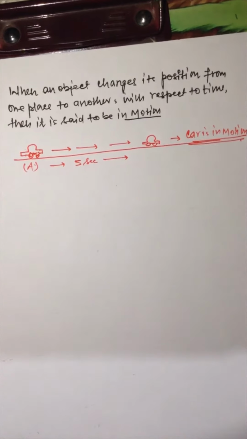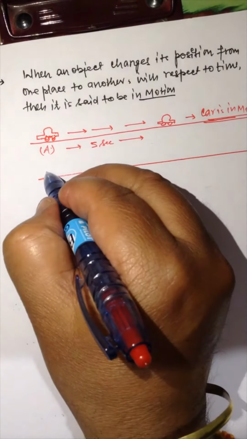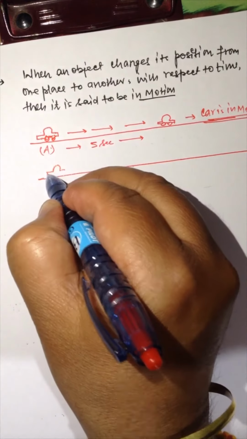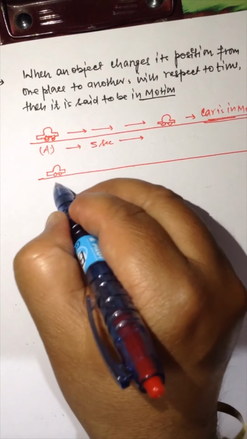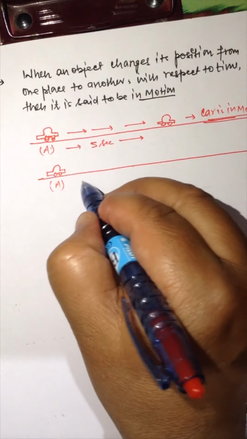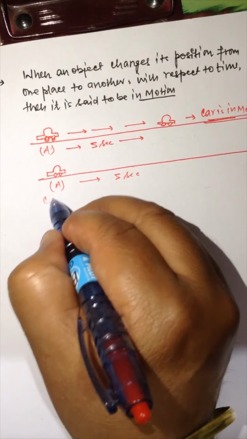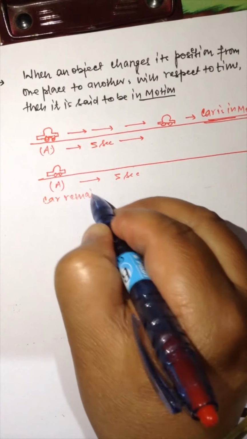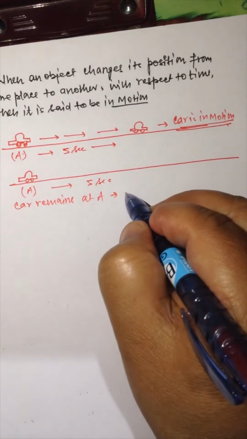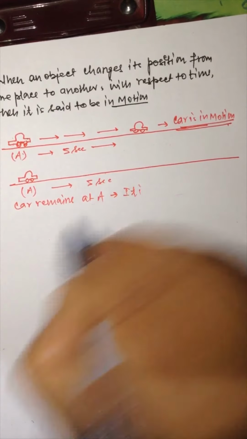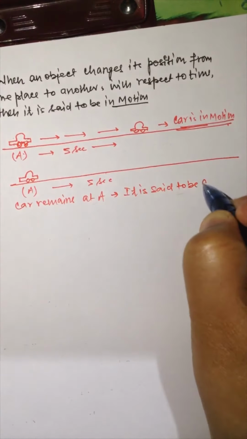Now the second one, if that car will remain here always, this is not moving, okay. That car, time is what? This is position A, time is going 5 seconds, but that car remains at A. If the car remains at A, then it is said to be at rest. Okay.